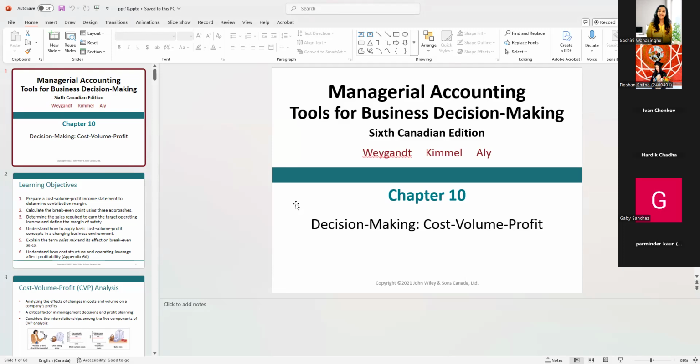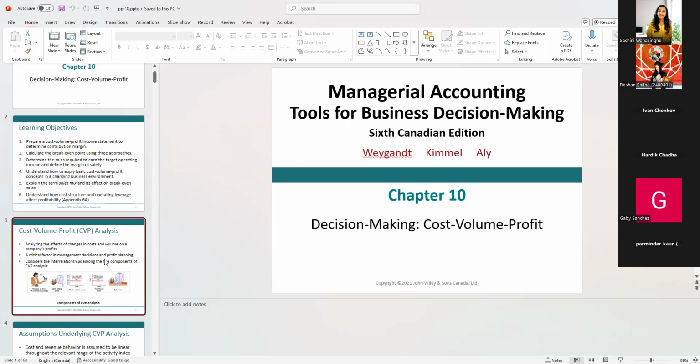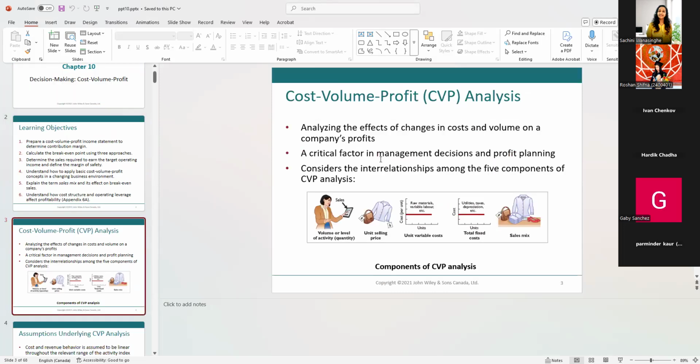So now let's see, in this chapter, how this is going to work. We're going to analyze the change. What's going to happen if we change the cost? What's going to happen if we change the volume that we're selling, and how the effect is going to be directly on the profit? You understand, obviously, that this is critical for the company.